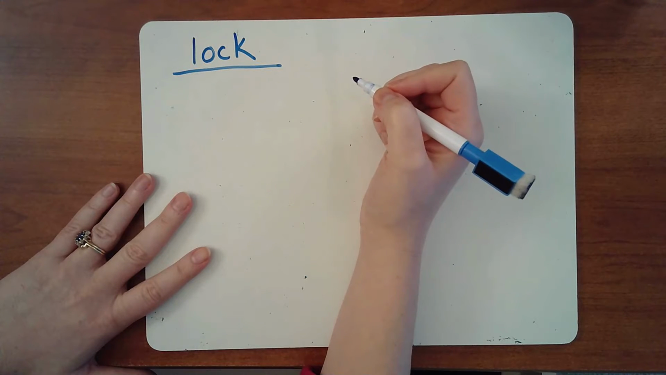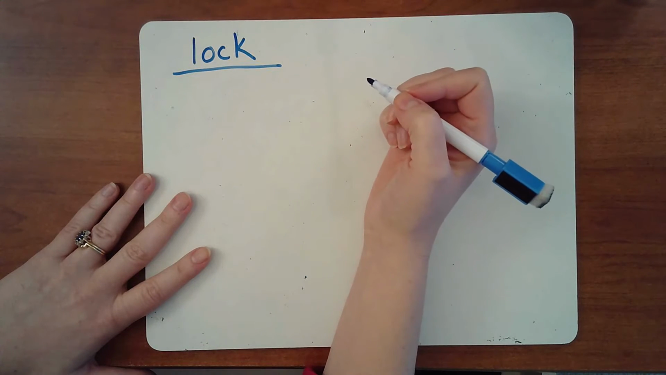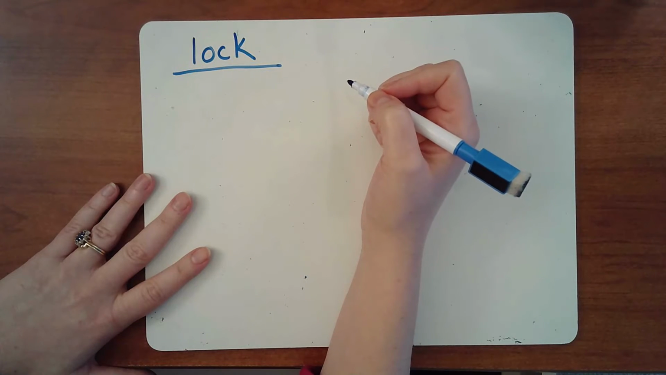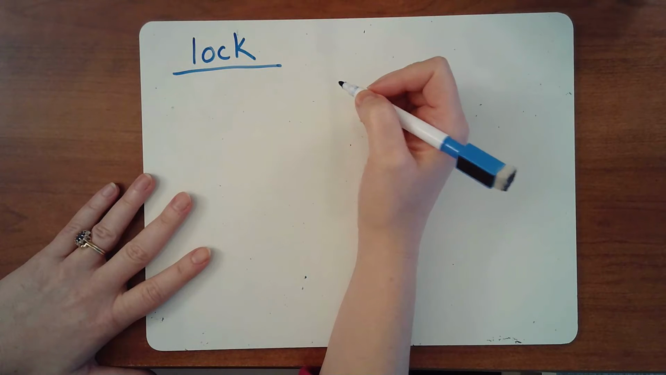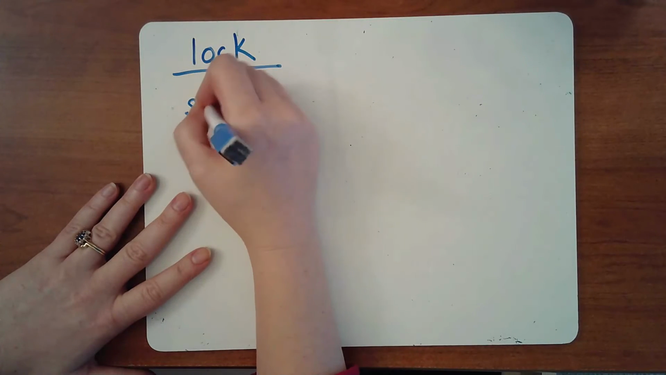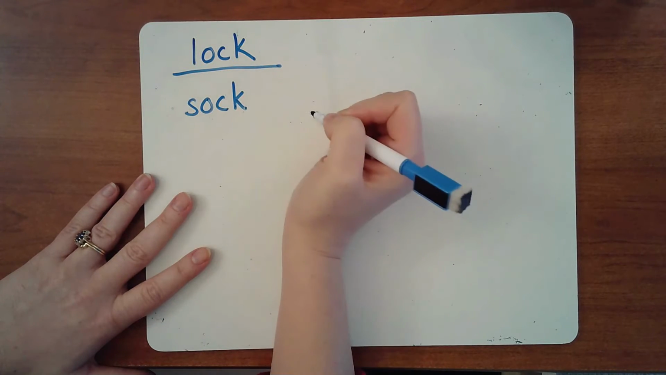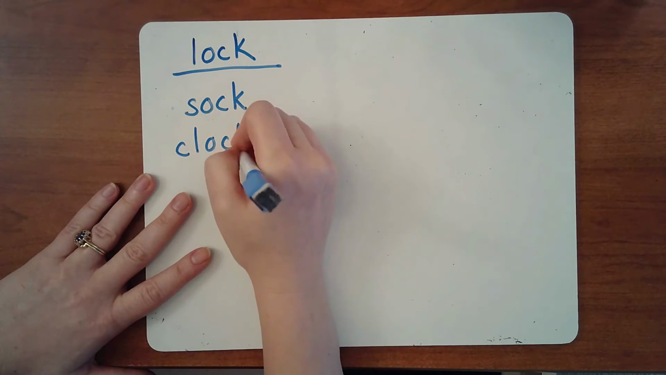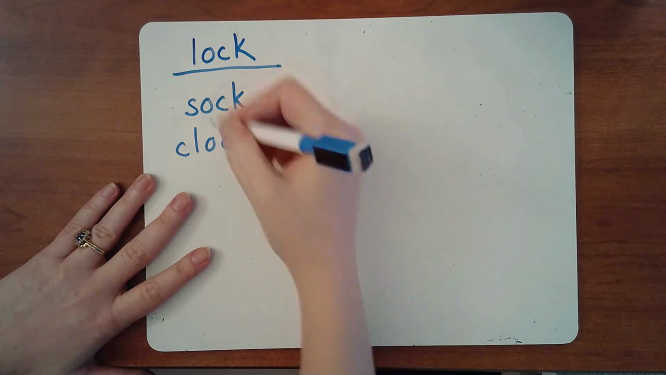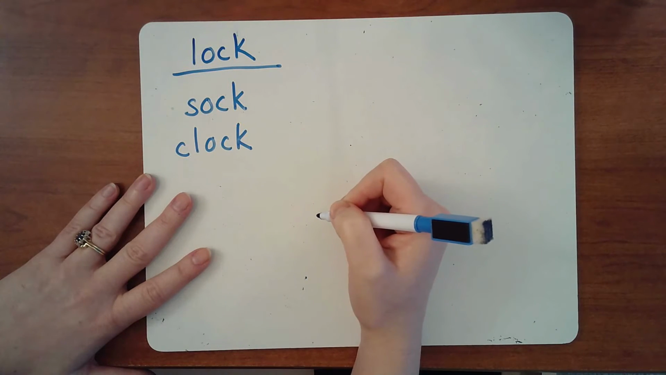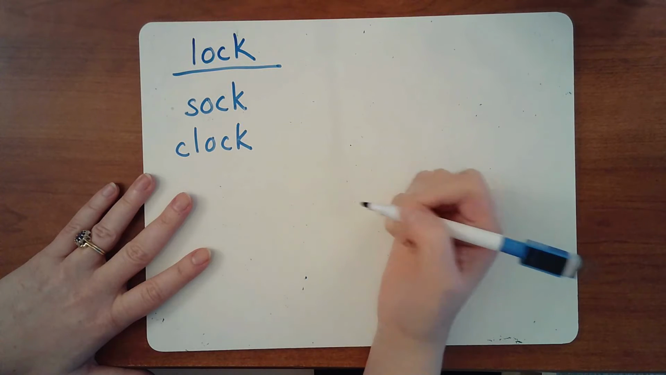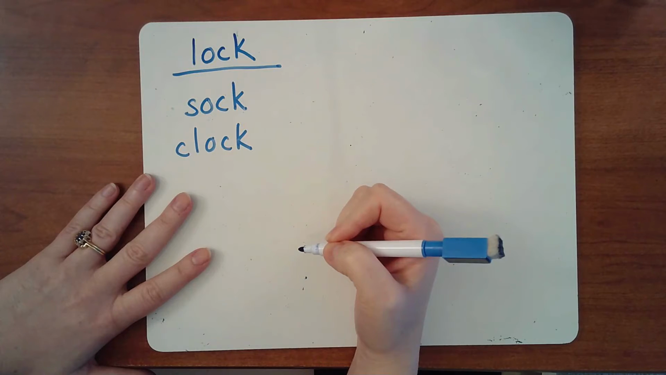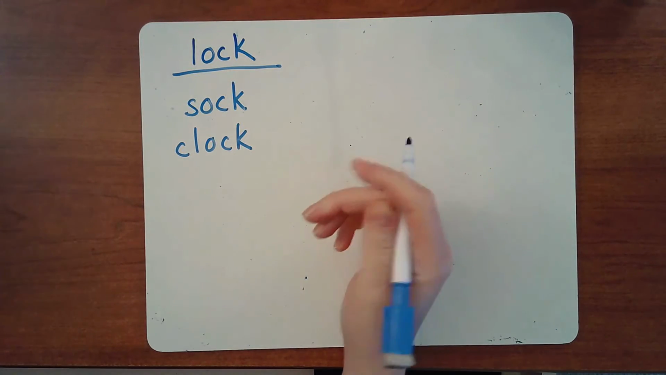And so if they're not sure, you can always give them a prompt. You could give them a clue like, well, let's see, what's something that you wear on your foot? And they might say sock. Or what's something that you use to tell time? And they might say clock. And so you do this, and you want to get maybe like 4 or 5 words in that same word family, and then depending on your time, then you could do a different one.